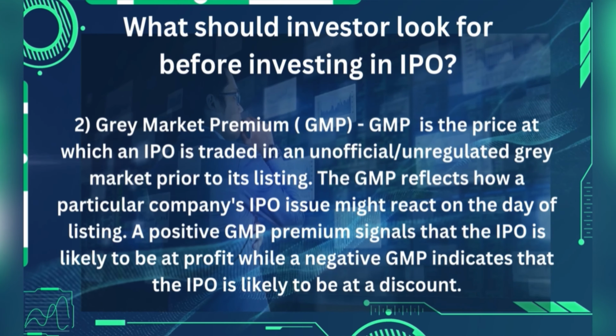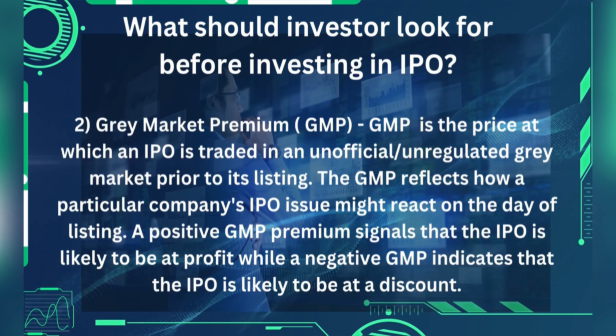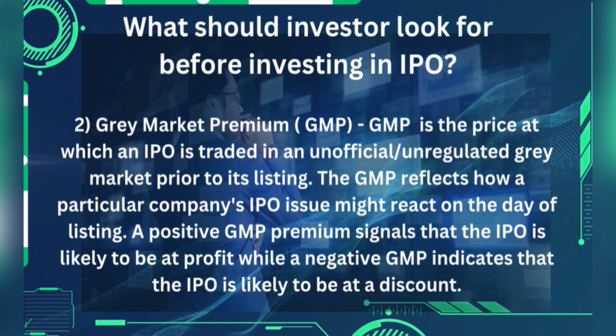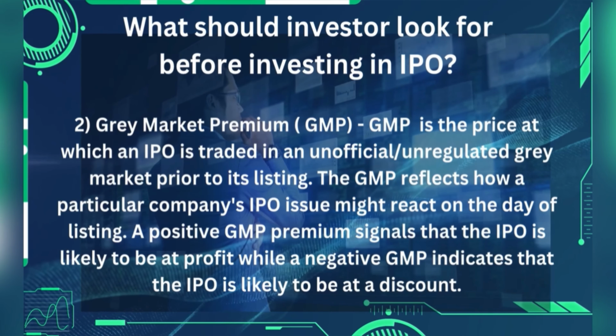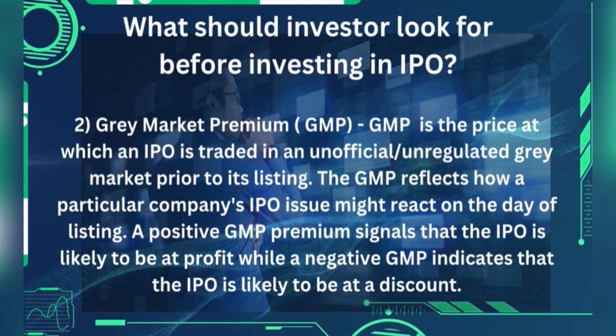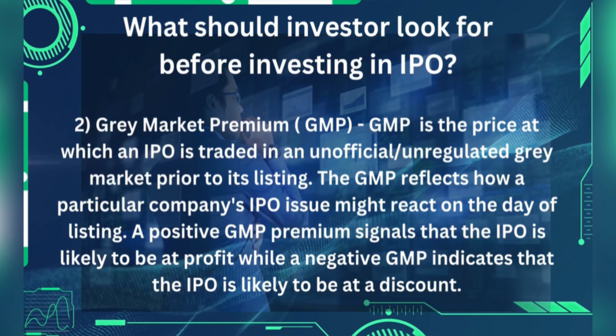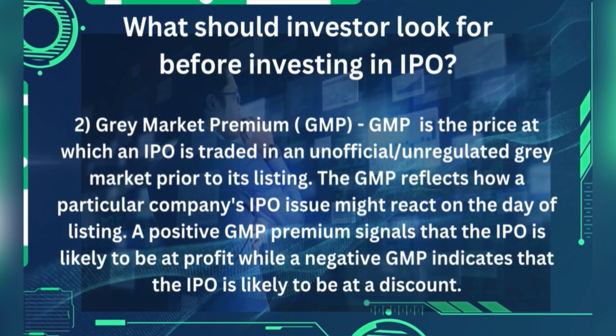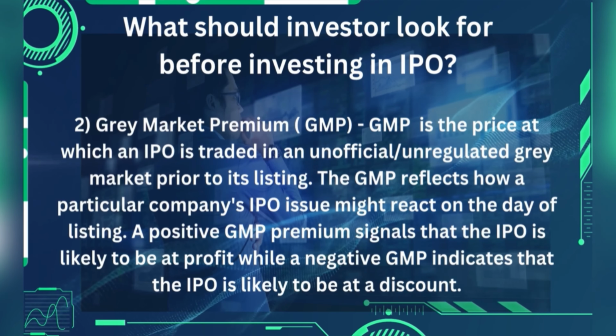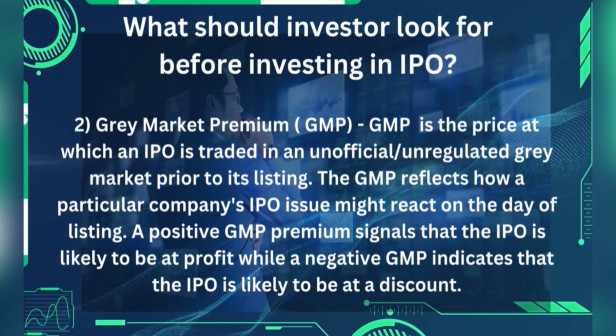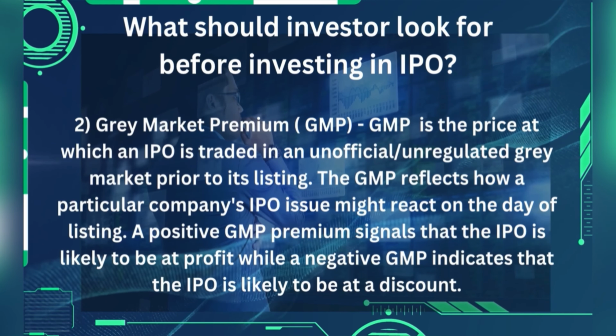Second is grey market premium. GMP refers to the difference between the price of shares in the unofficial or secondary market and the price at which those shares were offered during an IPO. In other words, it's the premium that investors are willing to pay for shares before they officially start trading on the stock exchange. The higher the GMP, the higher the potential of gain at listing.